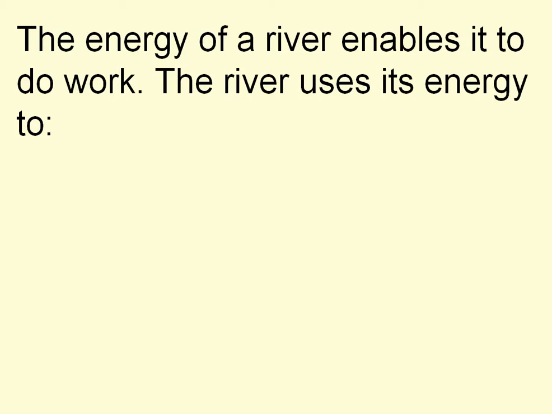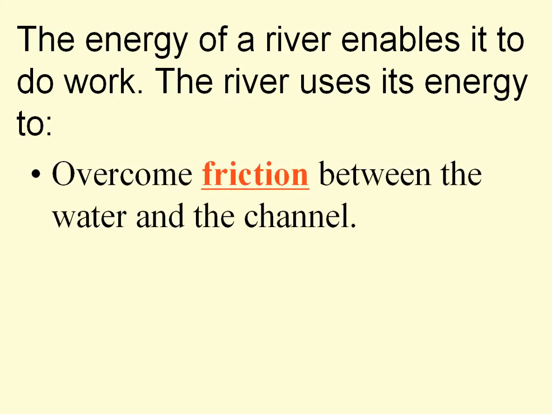And the river uses this energy to do several things. One, it's going to overcome friction. There's always going to be friction between any moving material, whether it's wind or water. So the energy of a river enables it to overcome this friction between the water and the river channel.